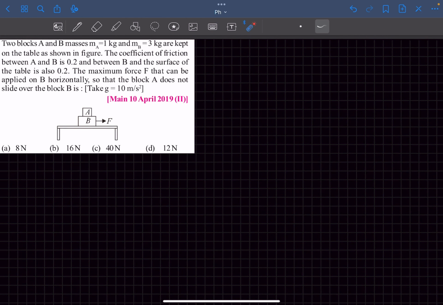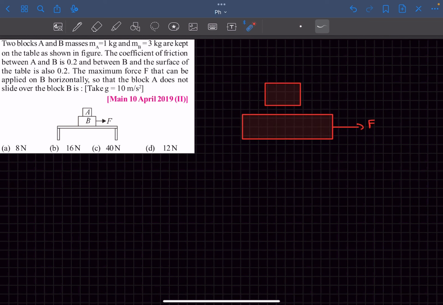So in this problem, we have two blocks whose masses are 1 kg and 3 kg, and they're kept on a table. The coefficient of friction between A and B is given to be 0.2, and between the surface of B and the table is also 0.2. We are asked for the maximum force F that can be applied on B horizontally so that A does not slide over the block B.